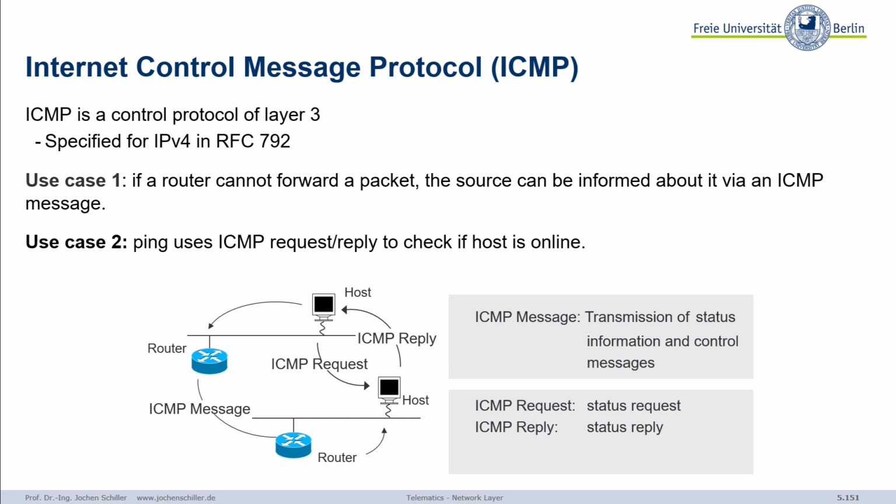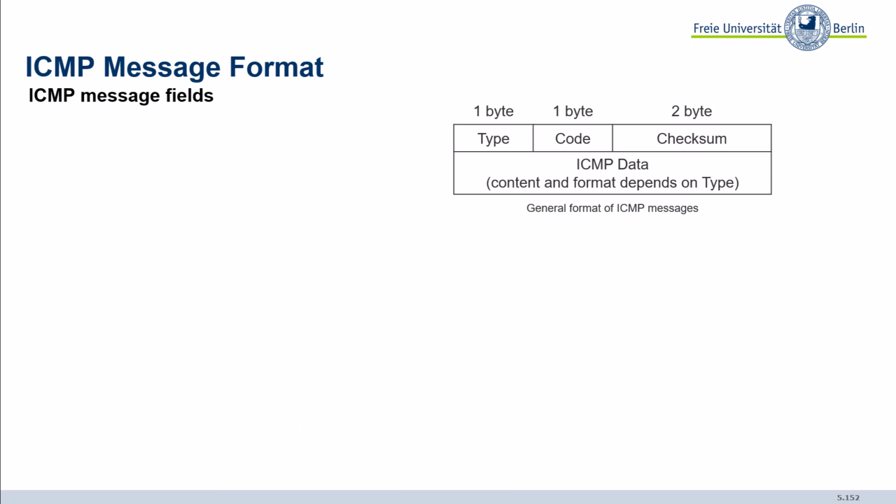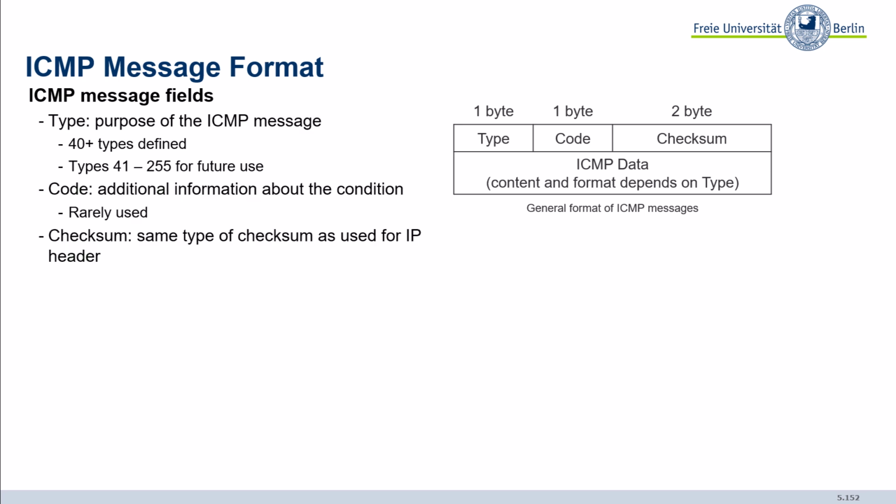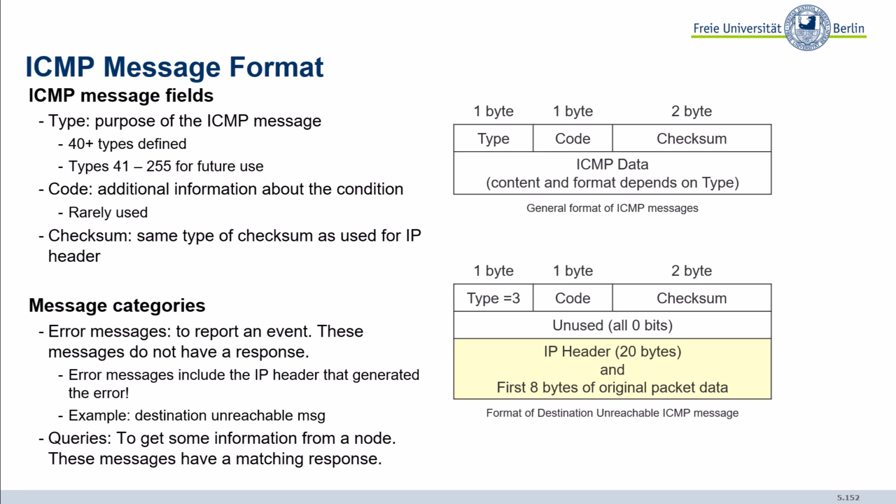Okay, how does ICMP look? It's very simple. You have a certain message format, so a certain type, so what is the purpose of the message, a code, a checksum. There are more than 40 types defined. So we'll see some examples. Code, this additional information, is rarely used, but the fields here, a checksum, same as for the IP header. So an example can be done.